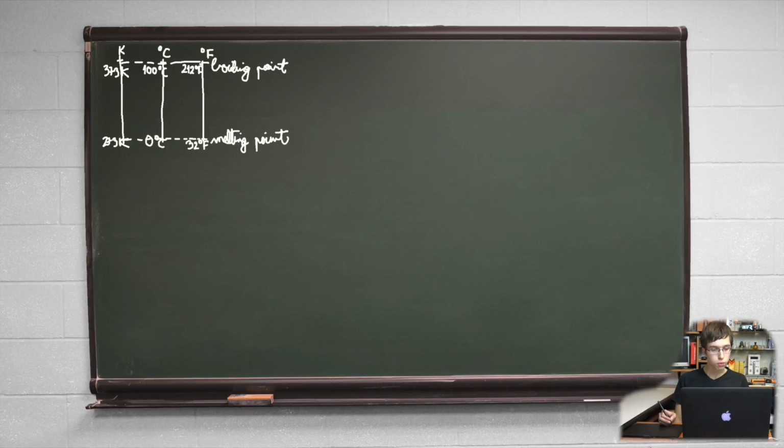Here are the formulas for conversion from degrees of Fahrenheit to kelvins. So we have temperature in kelvins, which is 5/9 of temperature in Fahrenheit minus 32, plus 273. Then we have the conversion from temperature in Celsius degrees to kelvins.